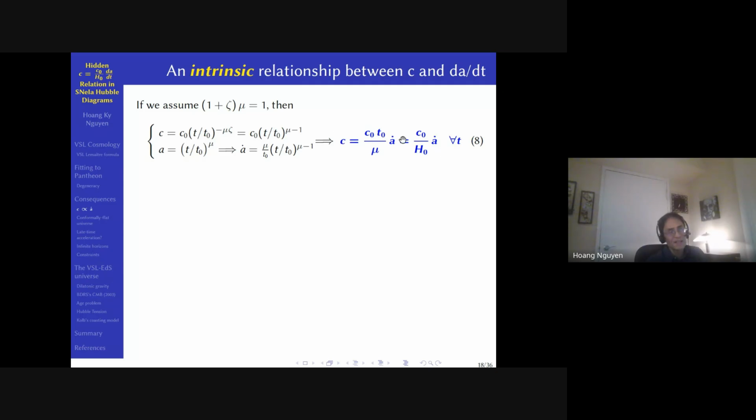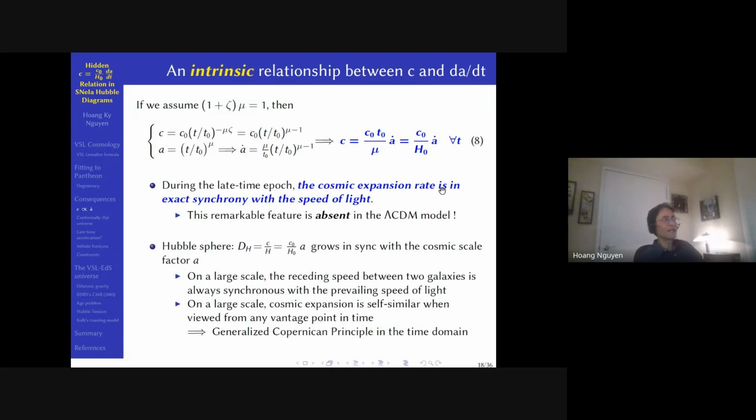This relationship is nice because it only contains the physically measurable quantities, C naught and H naught. It does not depend on mu. The earlier one still depends on mu, but I don't transform it. So therefore, this is kind of model independent, at least for the late time. That means that in the late time epoch, if this relationship holds, then the cosmic expansion rate is in exact synchrony with the speed of light, instantaneously. And this feature is absent in the lambda CDM model.